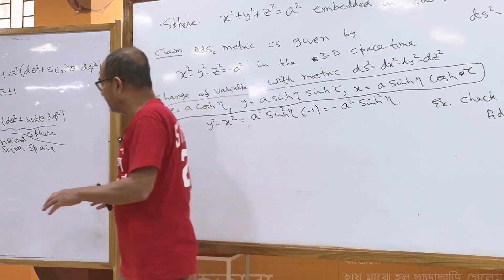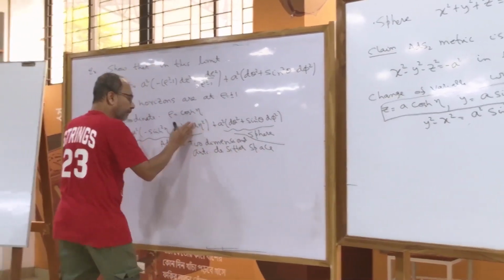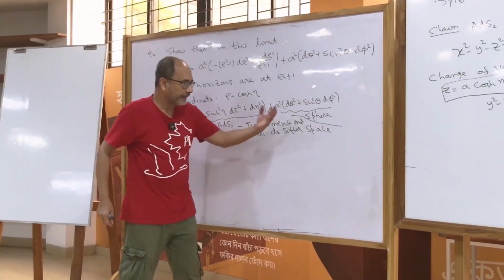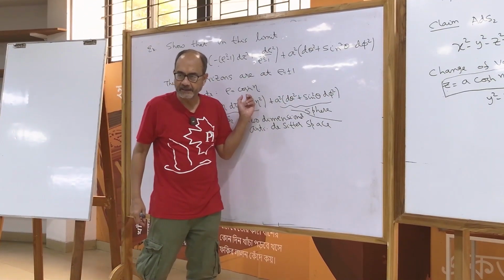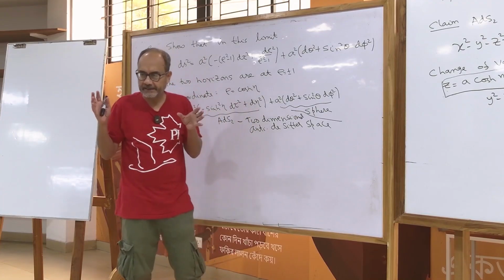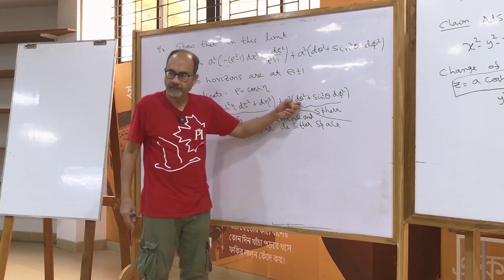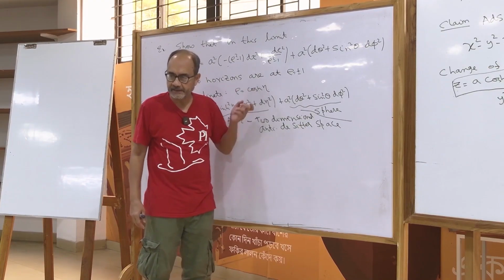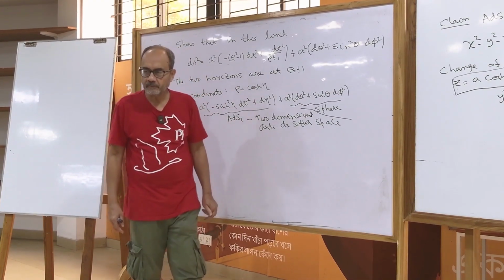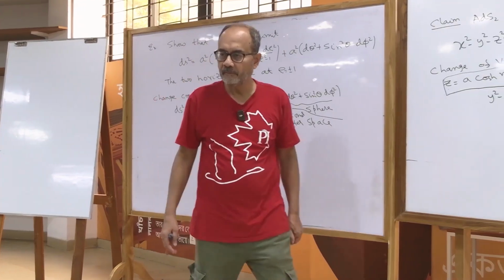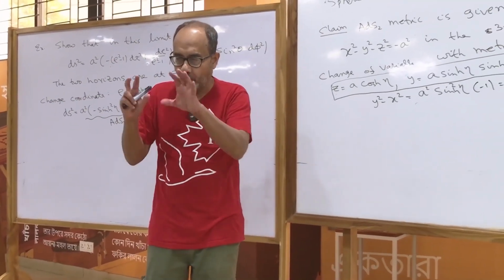Here you see that the metric in the tau rho space is independent of theta phi, and the metric in the theta phi space is independent of tau rho. So you call this a product space, right? There is no dependence on tau and rho for the metric on the theta phi space and vice versa.